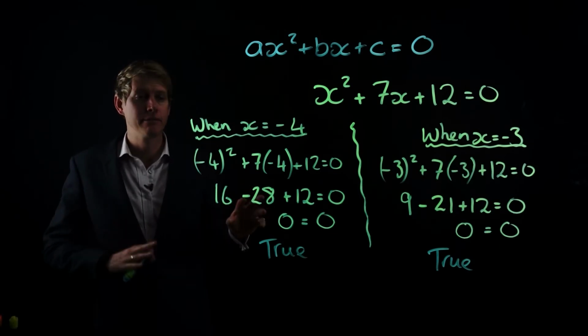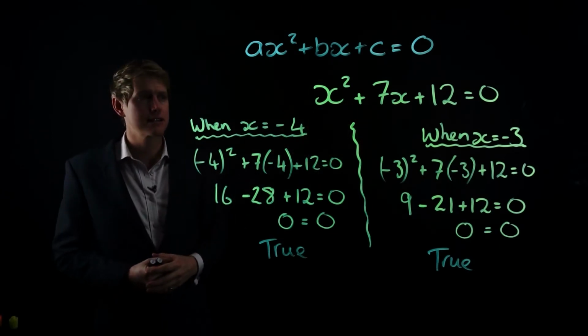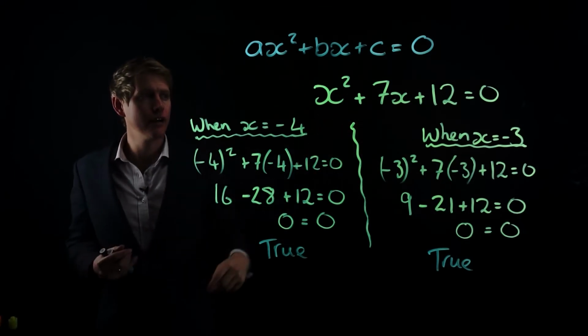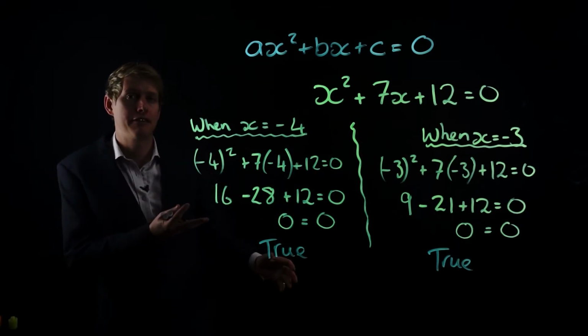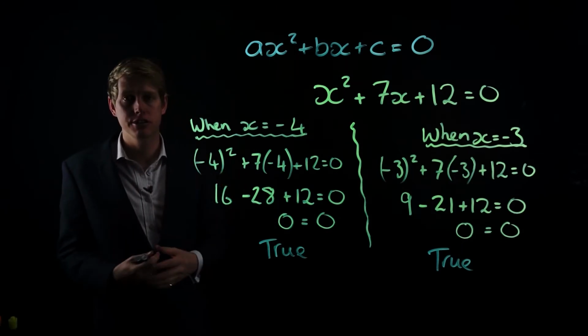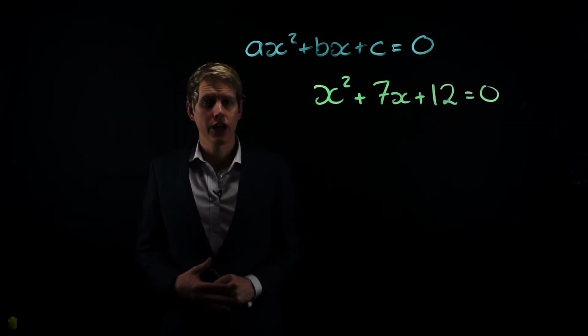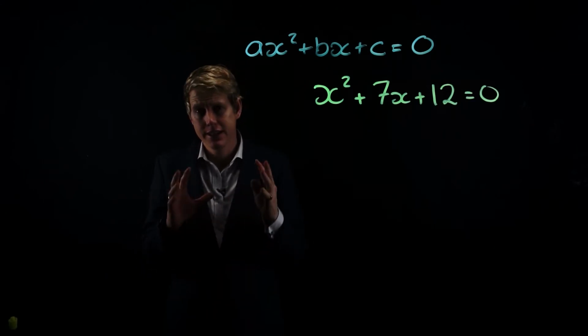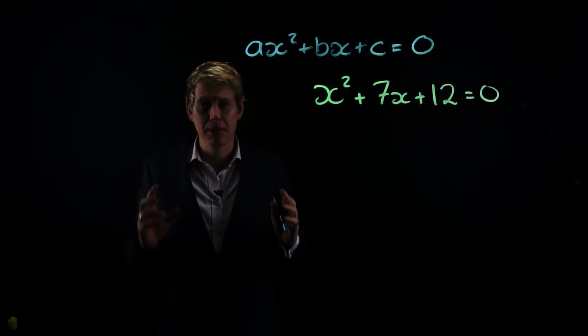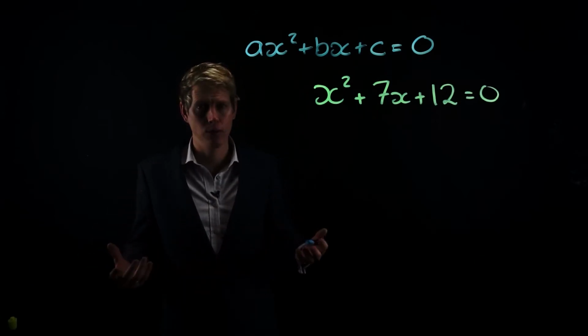There aren't any other numbers that I could have substituted in for x that would have been true on both sides. Any other number that I put in here would have given me a different number on my left-hand side and a different number on my right-hand side. So it wouldn't have been a solution to the equation. So let's have a go at solving this equation. Now, this is a slightly backwards way of doing it because I've already told you what the solutions are, but let's see if we can make that work practically.